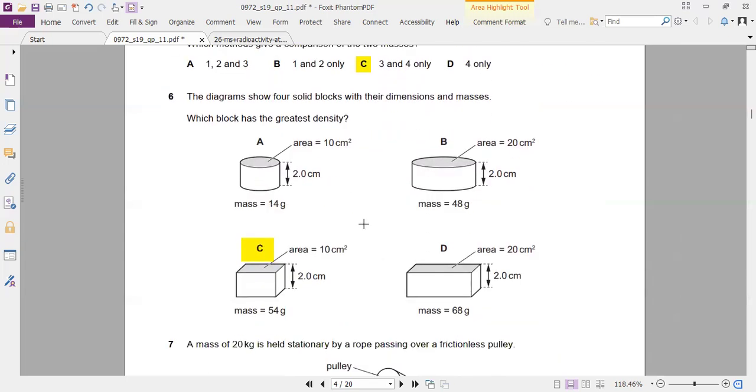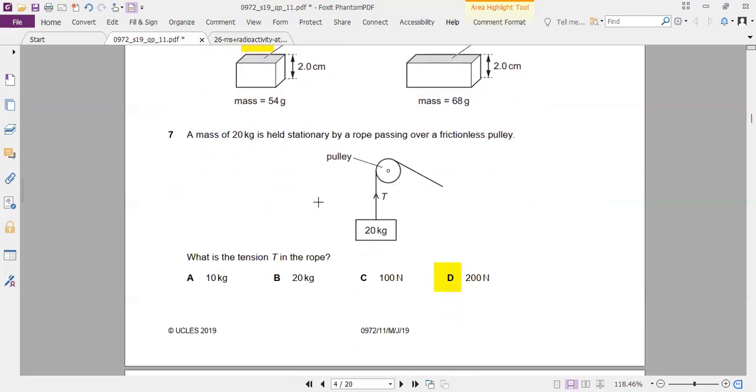This is just a calculation question. Mass per unit volume will give you the density. Calculate them and you will find this one as the greatest density. So 20 kg means the weight is 200 newtons, and the string has to provide an equal tension to keep it hanging there. So this T should be 200 newtons.